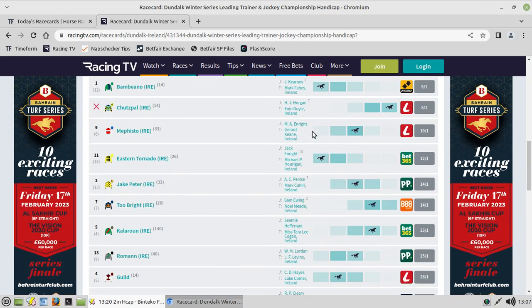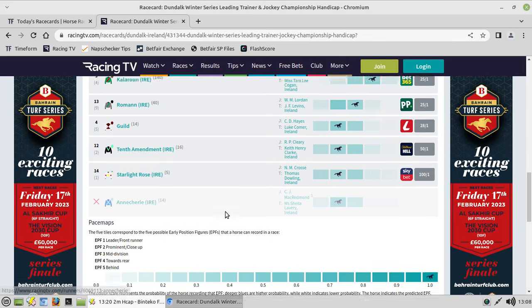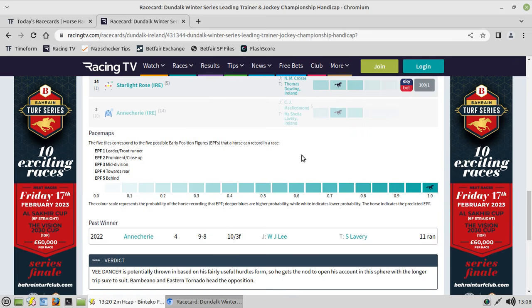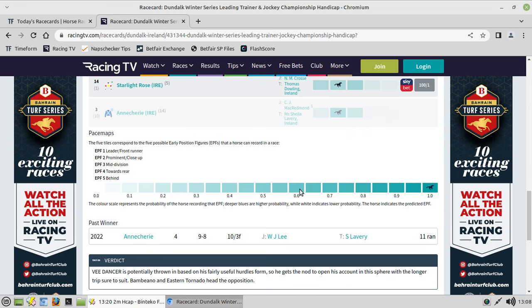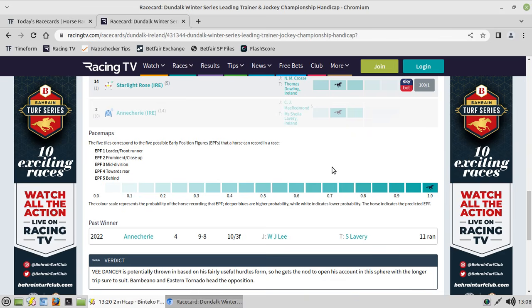Also notice that the darkness of these squares also tries to indicate the probability of that particular runner running in that particular place. And you'll see the darker you go, the higher the probability that the pace map is thinking that it will be the position of the runner.